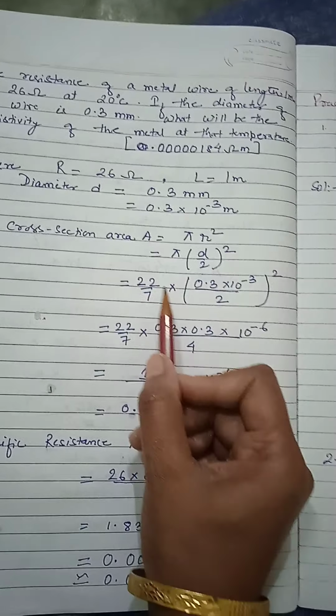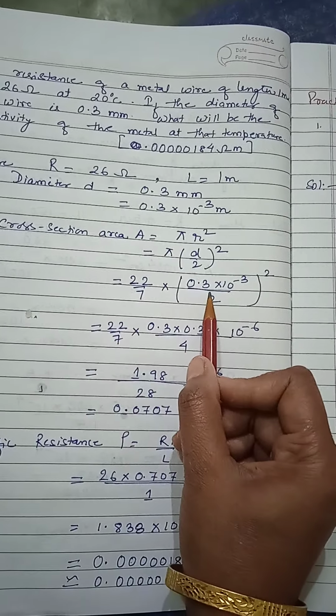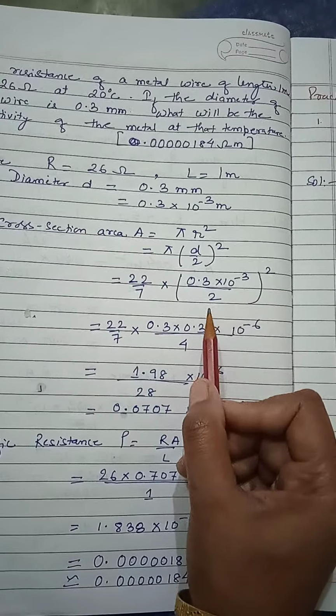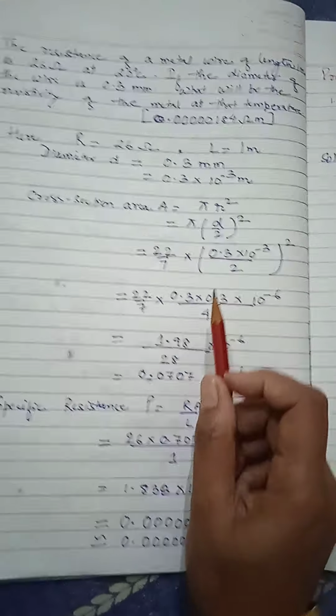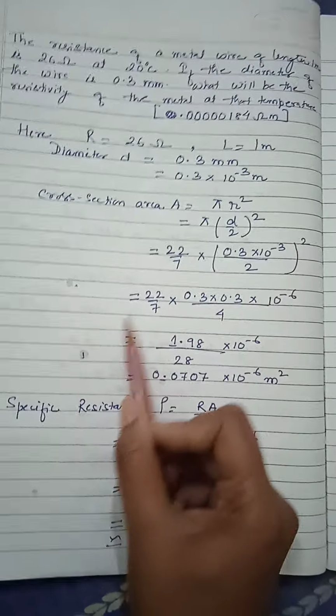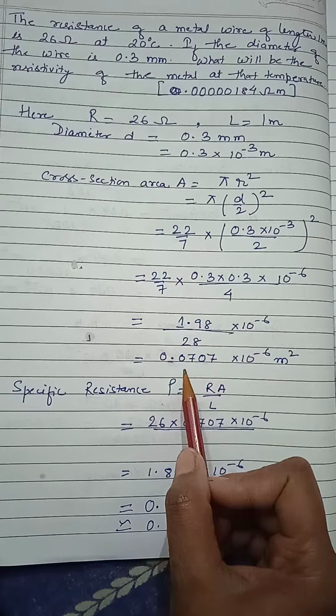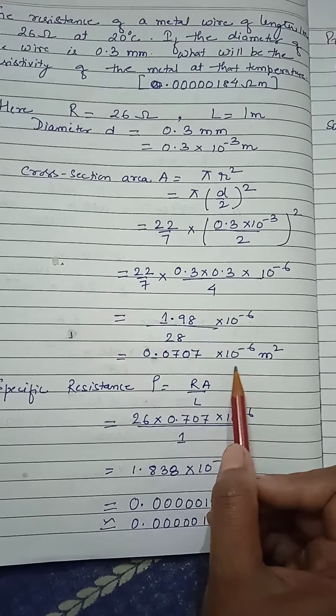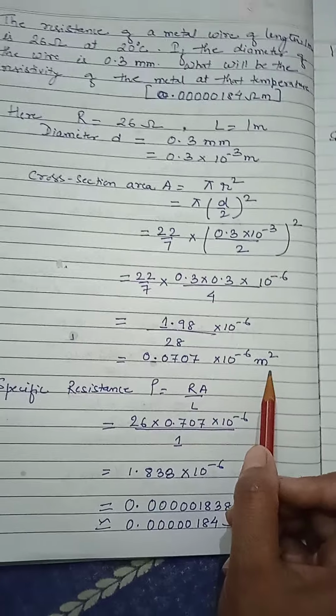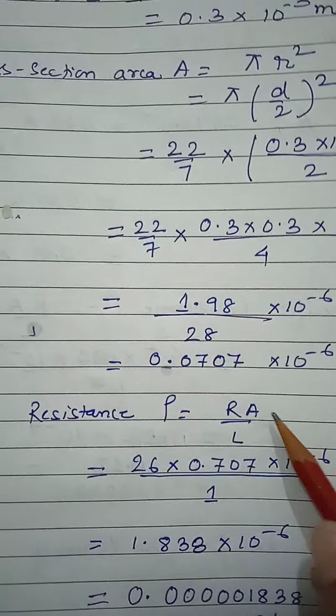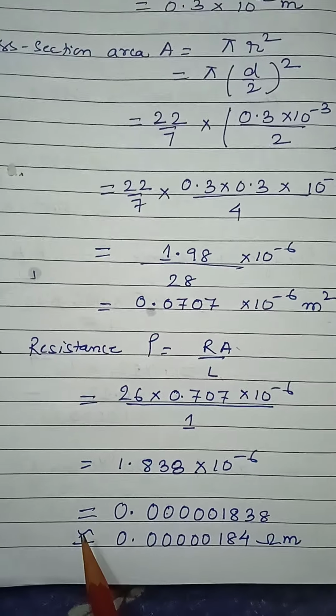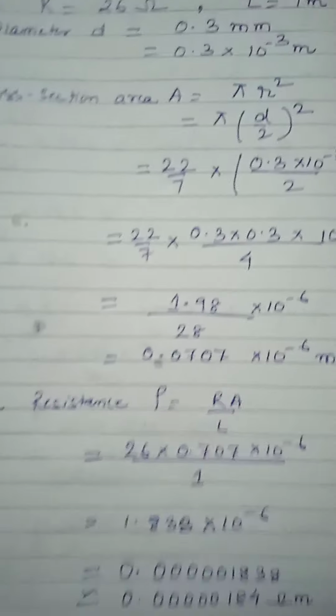Now put the values. Pi 22 by 7, d as 0.3 into 10 to the power minus 3 and divide by 2 whole thing square. Now just open the bracket and solve it. You will get the cross sectional area as 0.0707 into 10 to the power minus 6 meter square. Now since we have all the quantities of the specific resistance, now put the specific resistance formula, that is rho is equal to RA by L, and put all the values, and after putting the values do the calculation.